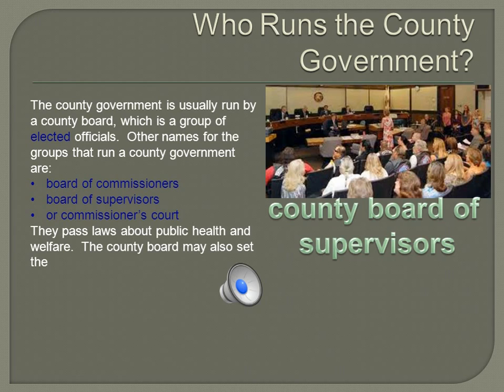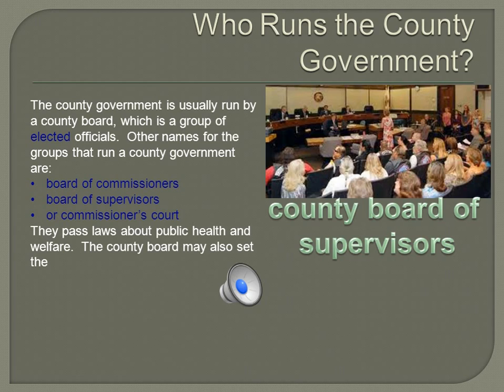And they pass laws about public health and welfare. So that's primarily their concern. So you might hear about Health and Human Services passing laws about vehicle safety or housing issues. That's mainly the concern, is the welfare of citizens. And the county board also may set the amount of taxes to be collected and may manage road construction in the county.